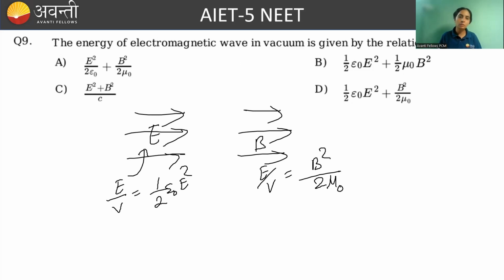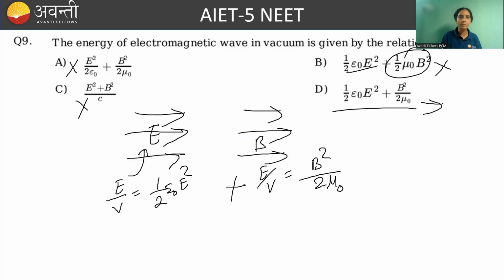Okay, so if there is both electric and magnetic field in the same region, both these energies will exist, and so the answer will be half epsilon naught E square plus B square by 2 mu naught. So which option are you going to tick? E square by 2 epsilon naught? No, there is no such formula. Also, this one is correct, but this is wrong, so it makes the whole thing wrong. And this one is correct.